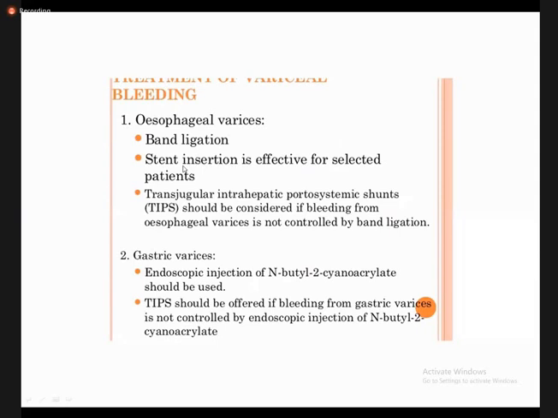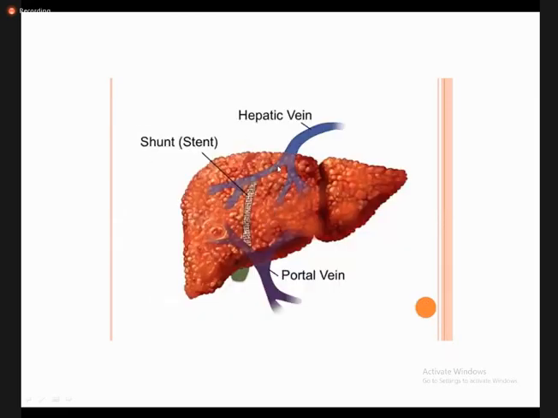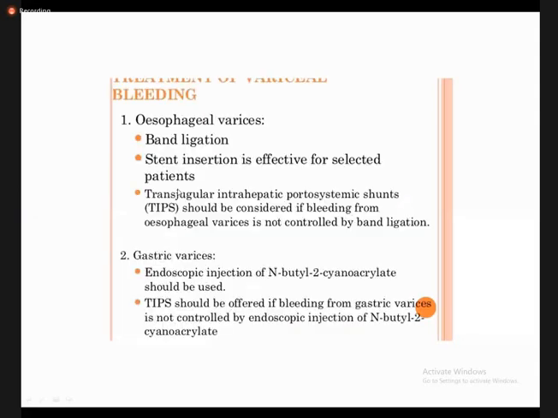Then a stent insertion, if the bleeding is not stopped from the band ligation, is a procedure called TIPS. This is the shunt between the hepatic vein and the portal vein to bypass the liver to reduce the portal pressure. So this is used in case the patient's bleeding is not controlled by band ligation. Then for gastric varices, we have to use this injection called cyanoacrylate injection, and again we can offer the TIPS if bleeding is not controlled with cyanoacrylate.